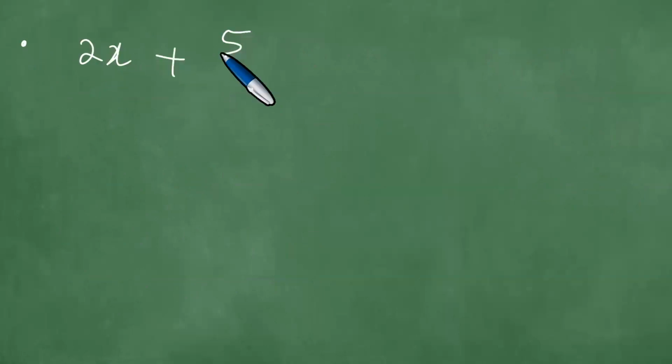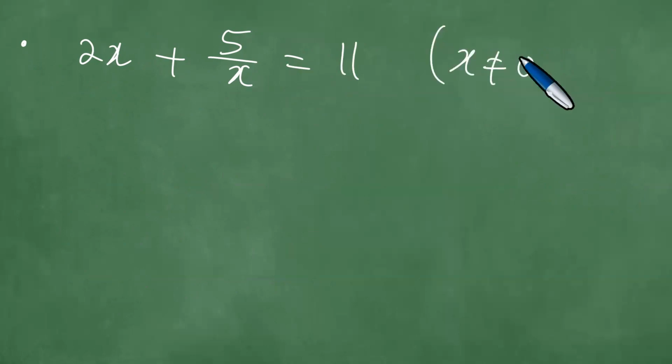2x plus 5 over x equals 11, provided x is not 0. What do we do here, anyone? Okay, how do you solve x here, anyone? Is it too easy? Or maybe you can't see the question.